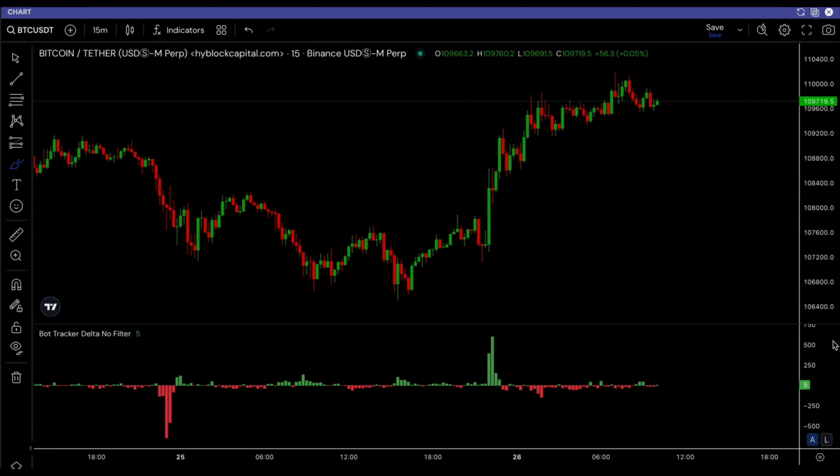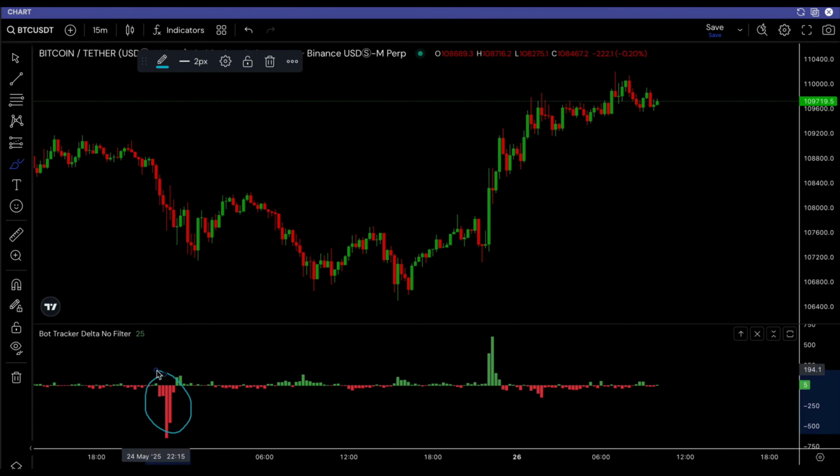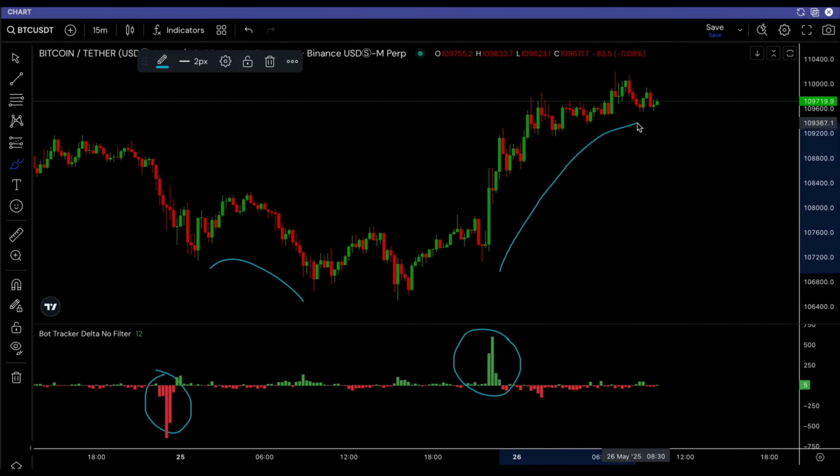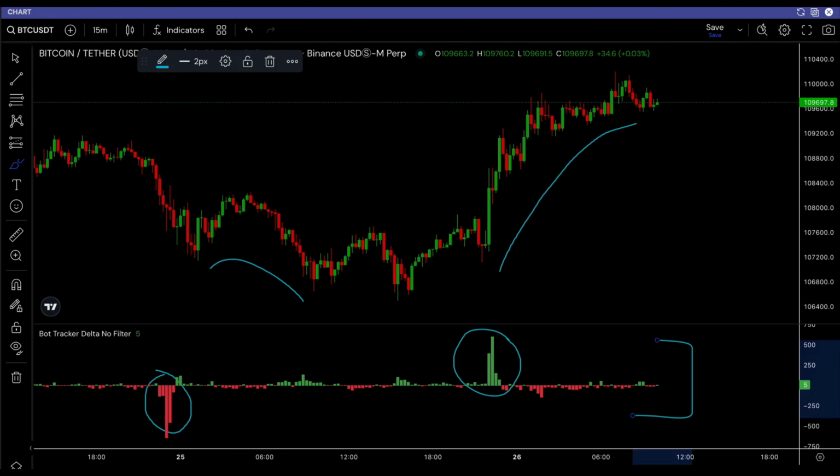Now look closely at the Delta chart. Notice how sell bot activity shows up just before the price drops, and how buy bot activity appears before BTC begins a bullish move? Not only is the behavior consistent, but there's a significant volume of bot activity too. Sounds like alpha, right? But we're not done yet.